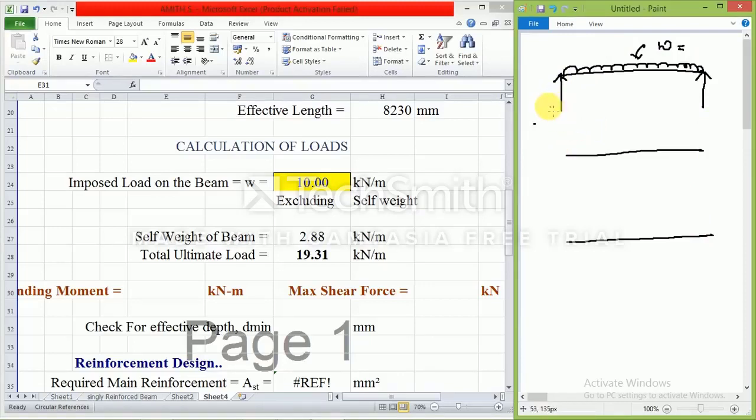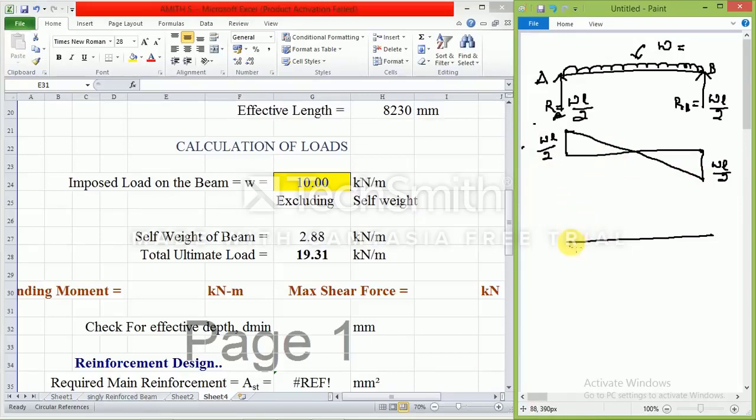Shear force, so reaction will be equal to WL by 2. Let me take this point as A and this point as B. RA is equal to WL by 2 and RB is equal to WL by 2. Fine, if I am drawing a shear force here, it comes to be like this. This is WL by 2 at the left hand and at the right hand it will be negative, that is WL by 2. Shear force comes like this. The formula for shear force is WL by 2.